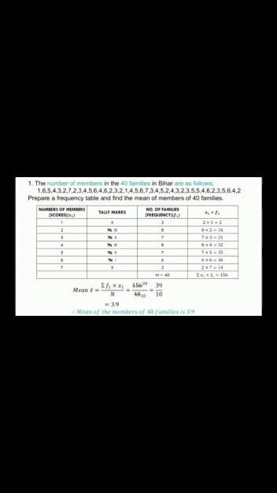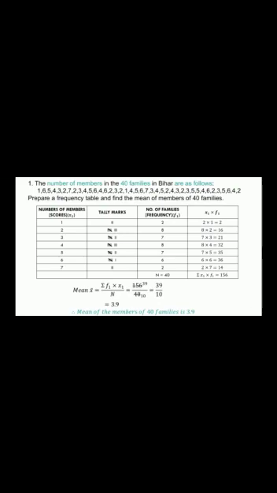Now 7, the seventh member. How many times has 7 occurred? 7 has occurred 2 times. So in the tally marks, you put only 2 vertical lines. And in the last column, the product of F1 and X1, that is 2 into 7, gives you 14.